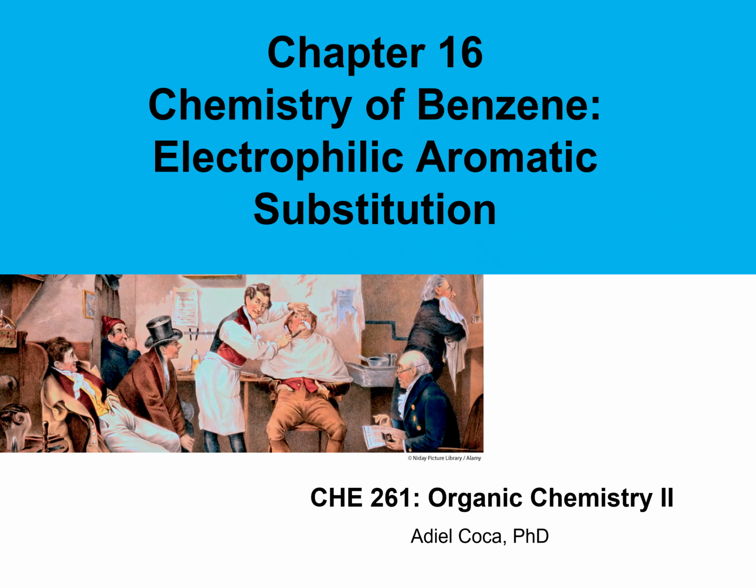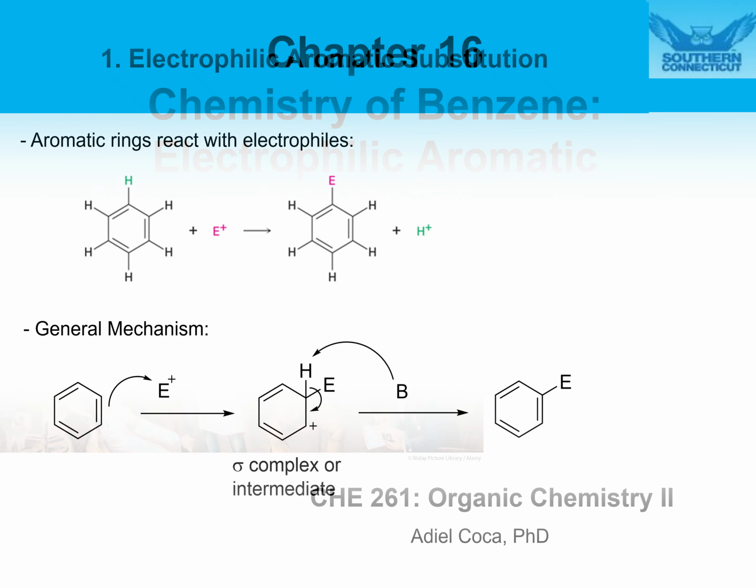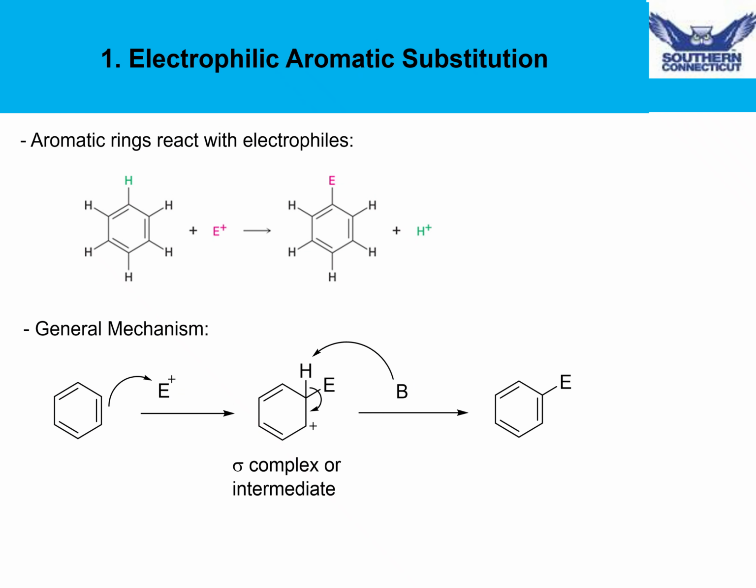In this chapter, we'll discuss the chemistry of aromatic compounds. We'll focus primarily on electrophilic aromatic substitution reactions. Electrophilic aromatic substitution reactions involve reacting an aromatic ring like benzene with an electrophile to do a substitution reaction, so replacing one of the hydrogens on the aromatic ring with the electrophile.